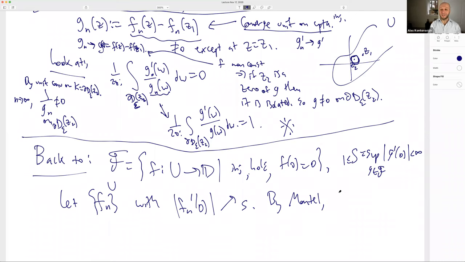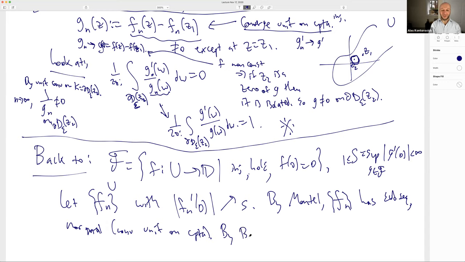this Fn has a subsequence which is normal, which converges uniformly on compacta. By the proposition, we have a limiting function. The limit of fnj is f. This function, a limit of holomorphic functions that converge uniformly on compacta, is holomorphic. That we proved long ago. It's holomorphic. It's either injective or it's constant.